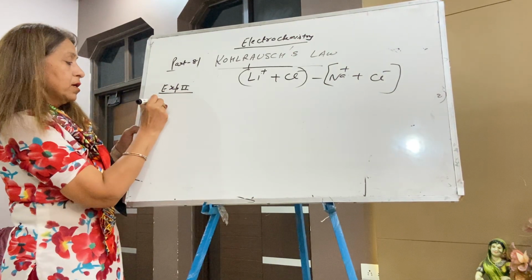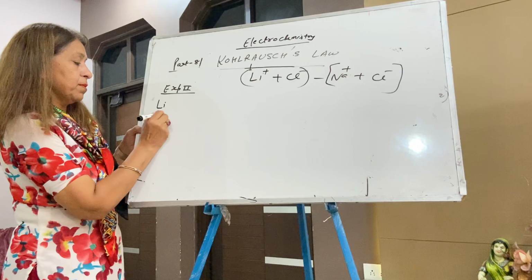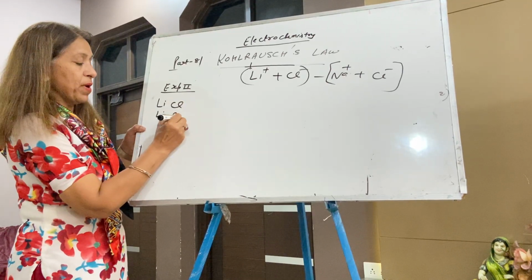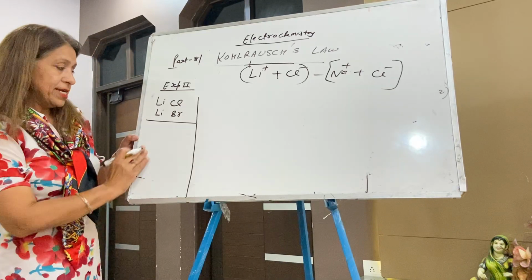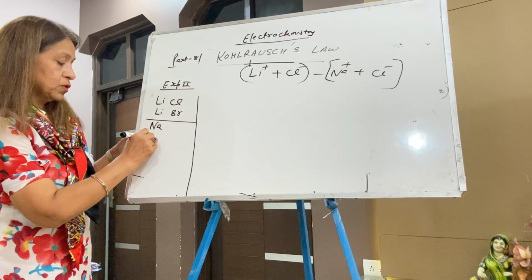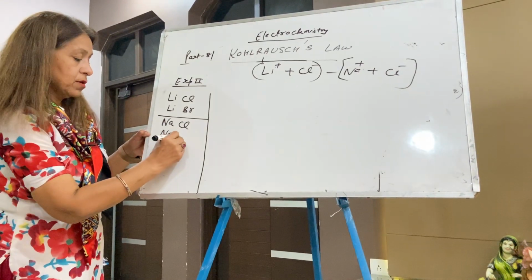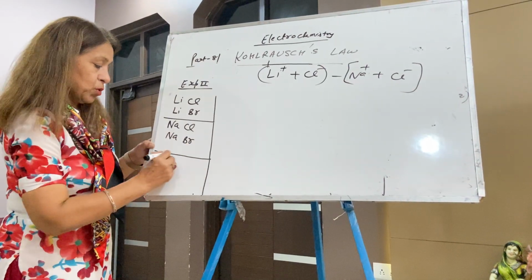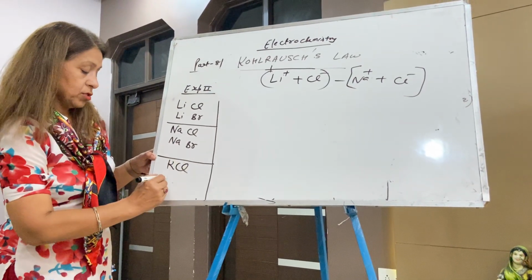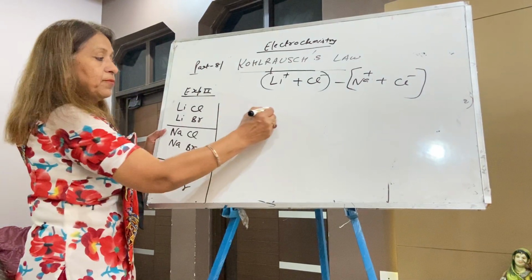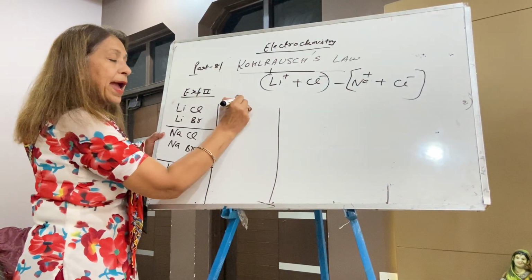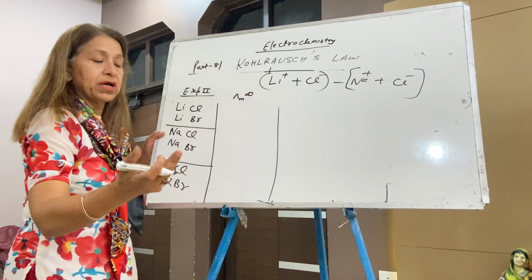I am writing lithium chloride, bromide. Okay? Now you write sodium chloride, bromide, potassium chloride, potassium bromide. These are all strong electrolytes. Their values of lambda m naught can easily be calculated from the graph.